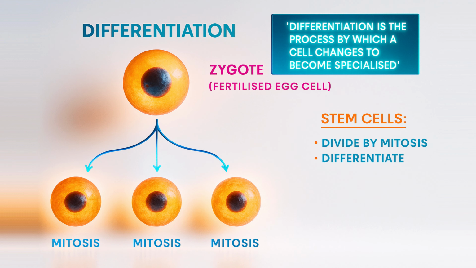One final and very important point is the role of stem cells. Cells that are still capable of dividing many times through mitosis and that have the potential to differentiate into a variety of specialized cells are known as stem cells. These stem cells are the foundation for the development of all the specialized cells in the body, and we will explore them further in another video.